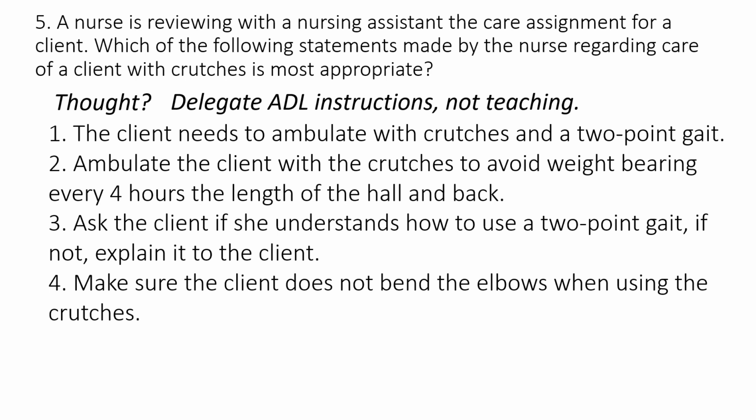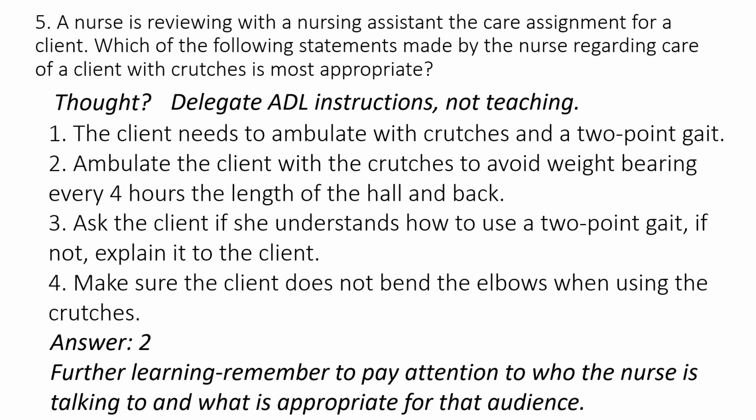There should be no discussion about this 2-point gait, making sure if the client understands, make sure they're not bending their elbows. That's all nursing judgment. The nurse needs to have checked all that out before telling the nursing assistant to ambulate the client. So number 2 is the nursing assistant's role. And we just have to be careful. If you're stuck, maybe that's why you're stuck. Go back to the question, make sure you really understood it.